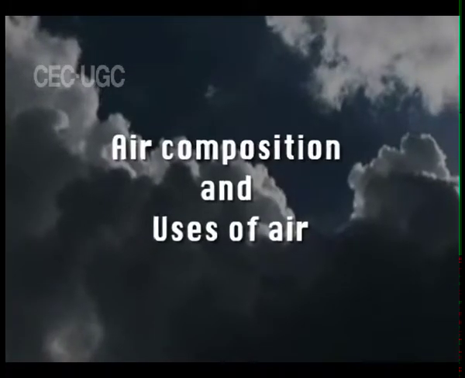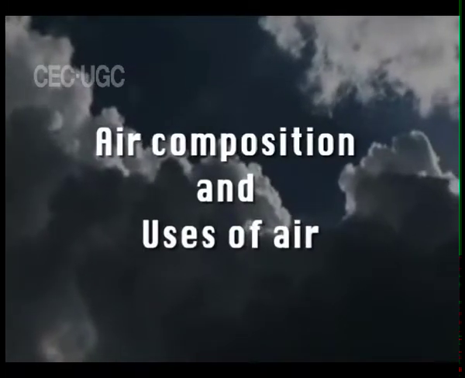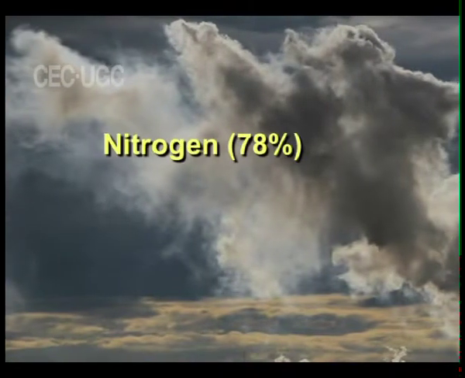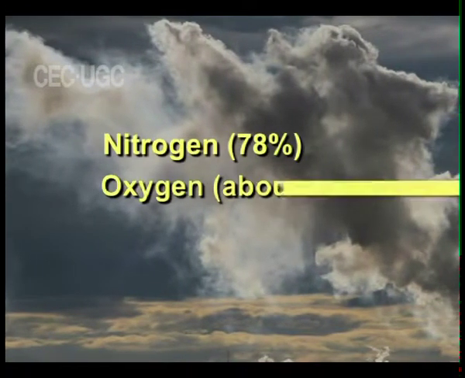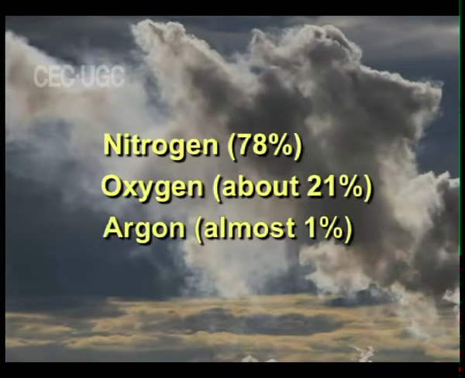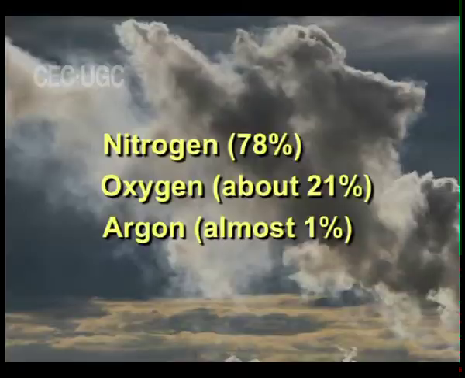Moving on to air composition and uses of air. Air is the mixture with varying amounts of moisture and particulate matter enveloping the earth, the atmosphere. Air composition. The air in our atmosphere is composed of molecules of different gases. The most common gases are nitrogen, which comprises 78%, oxygen about 21% and argon about 1%. Other molecules are present in the atmosphere as well, but in very small quantities.